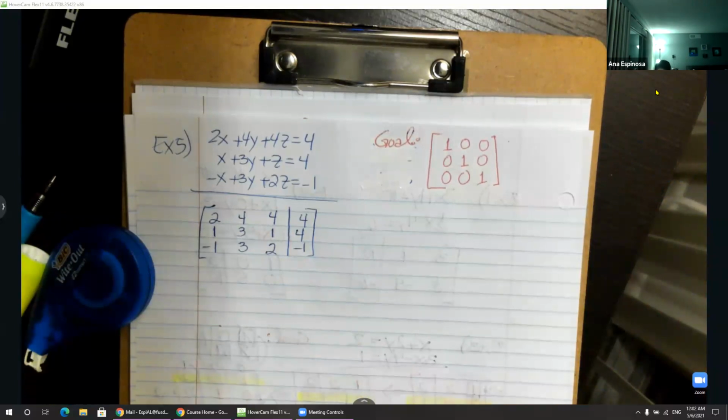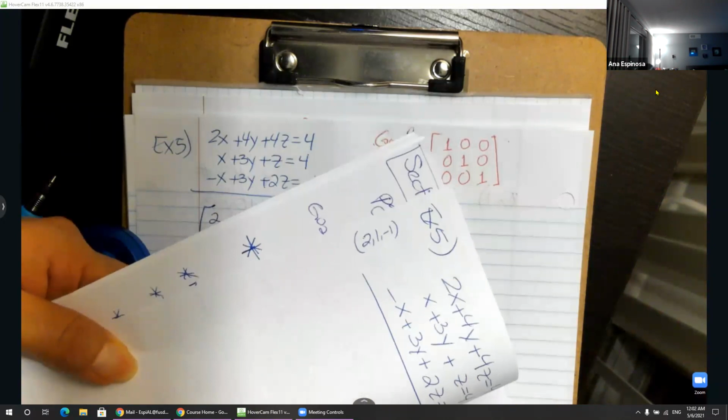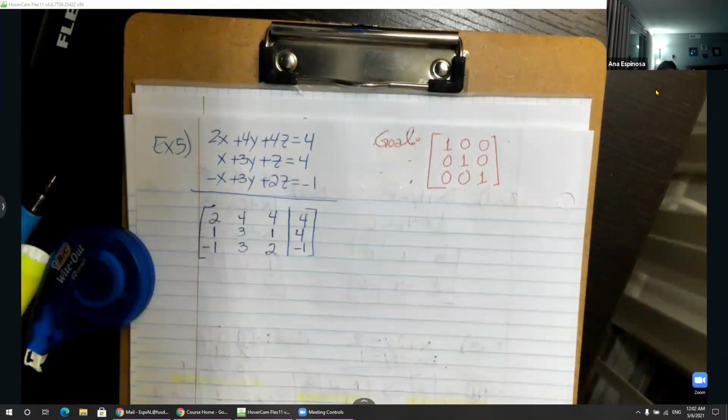All right, that'll be the last one. Let's see how this goes. Do I have the answer? I do. It is right here. 2, 1, negative 1. So all my answers have been whole numbers, integers. Hopefully that helps. I hope. All right, let's get this started.